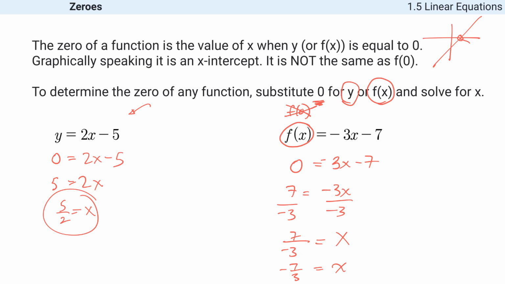All right, hopefully that helps you with those linear equation questions, and also this application of that, solving for the zeros of the function.